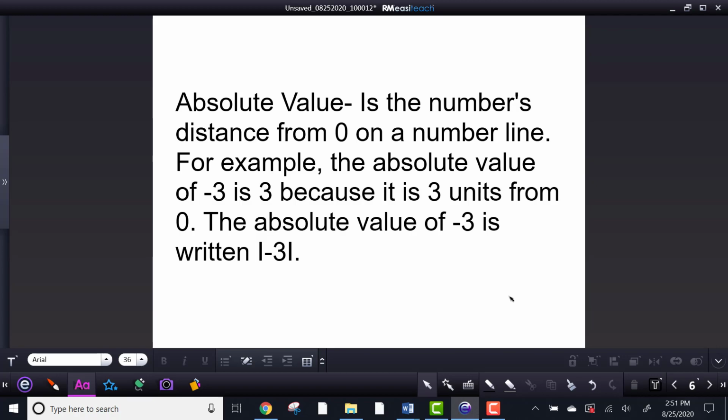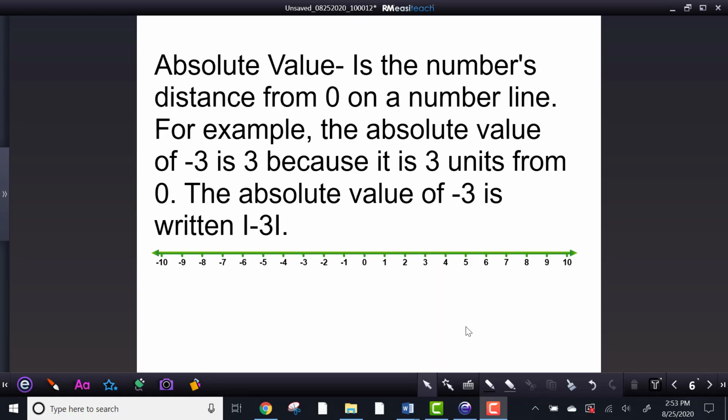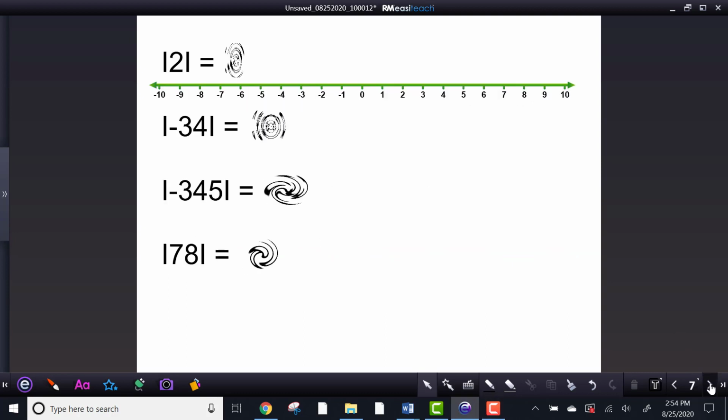For example, the absolute value of negative 3 is 3 because it is 3 units from zero. So we can see negative 3, 1, 2, 3. Absolute value is 3. So the absolute value of negative 3 is written with negative 3 and two lines, a line in the front and a line in the back of the number, as you write it for absolute value.